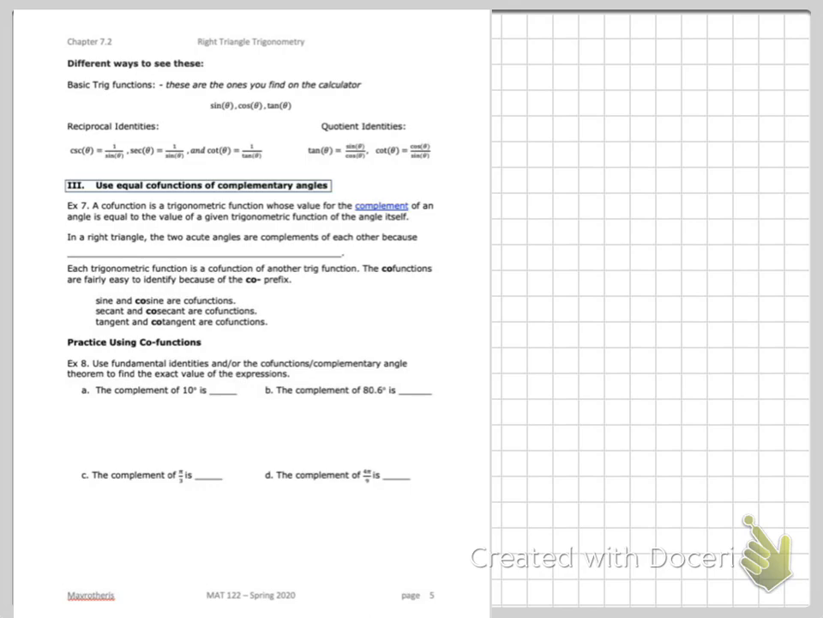So the basic trig functions, the ones that you will find on the calculator and the ones that you need to be super comfortable finding the ratios for, are the sine of theta, cosine of theta, and tangent of theta. And so real quick, just the reminder, the sine of theta is the length of the opposite side over the hypotenuse. And we're going to use our SOHCAHTOA to remember everything.